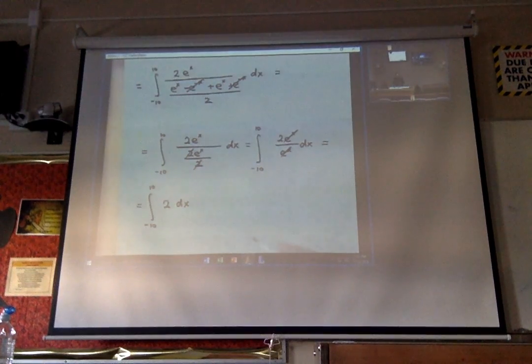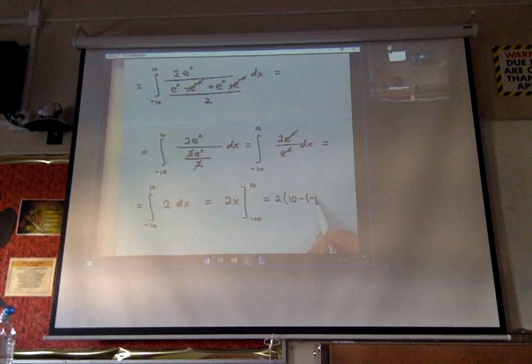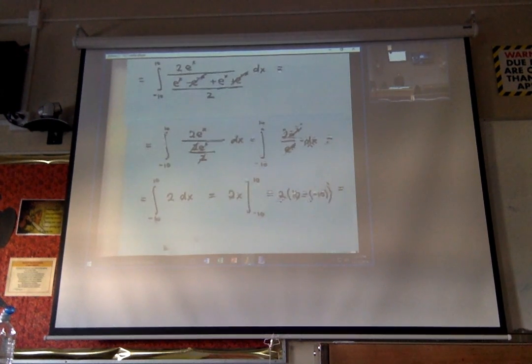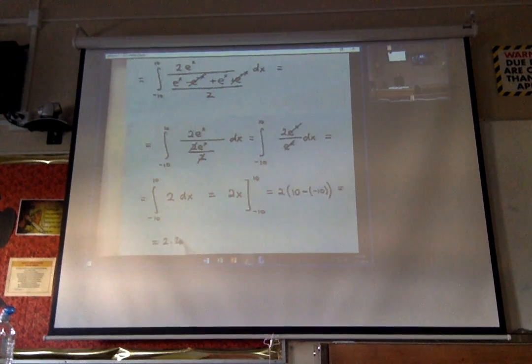So now we will just get the antiderivative, so 2x from negative 10 to 10. Or you can also think about this as, remember, the integral of a constant, right? Which is basically what? Rectangle. Area of rectangle. So that works too. So what do we have? We have 2 times 10 minus negative 10. Okay, careful with the substitution. And when we do this, we get 2 times 20, which is 40, and we're done.